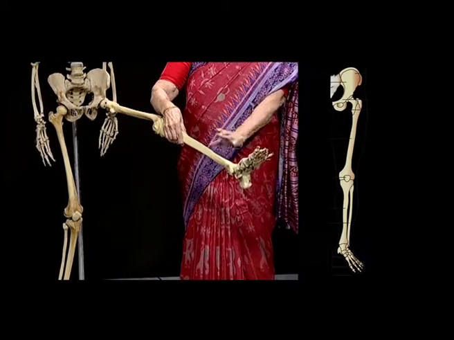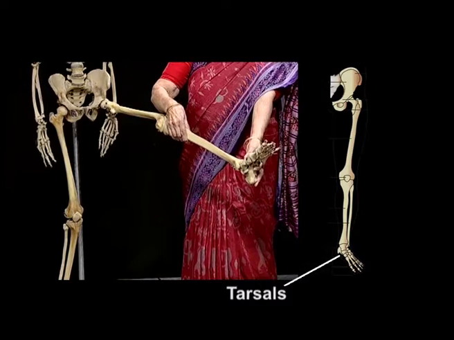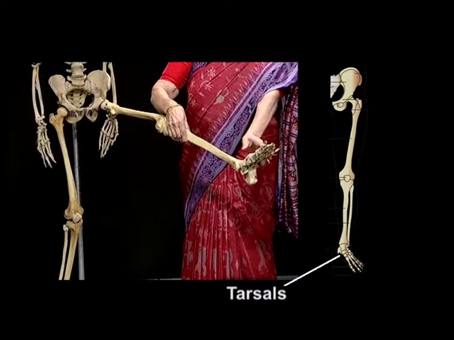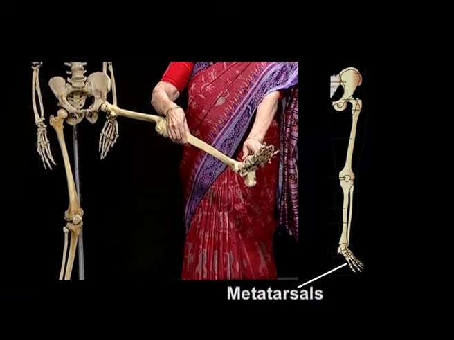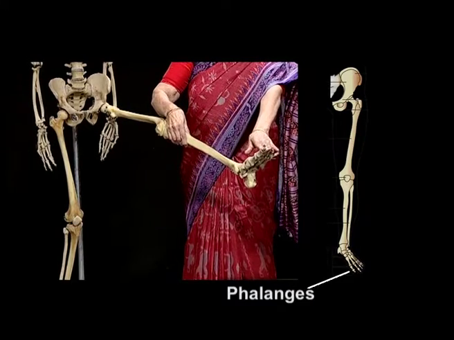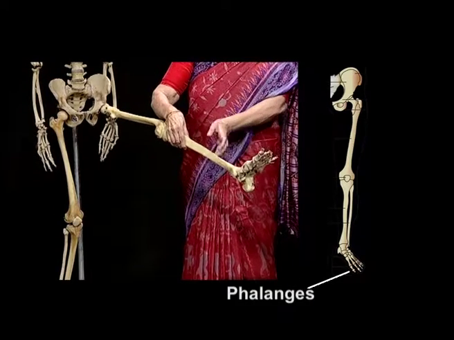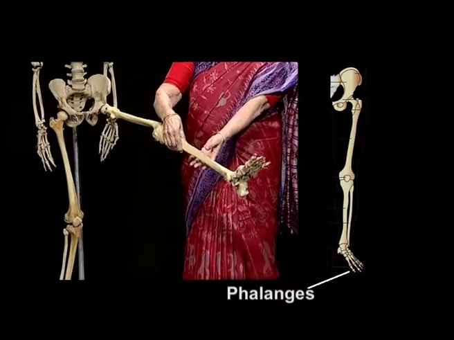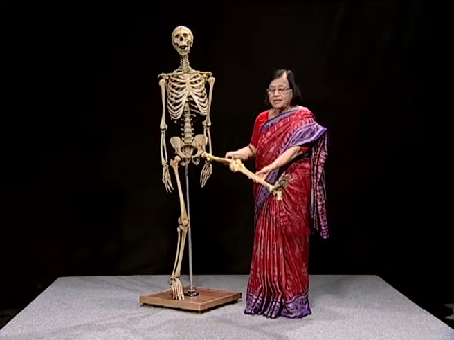Similarly, like in forelimb, it has tarsals 8, then 5 metatarsals in the feet and then 14 phalanges or digits, that makes it 30. So, the leg also has 30 bones.